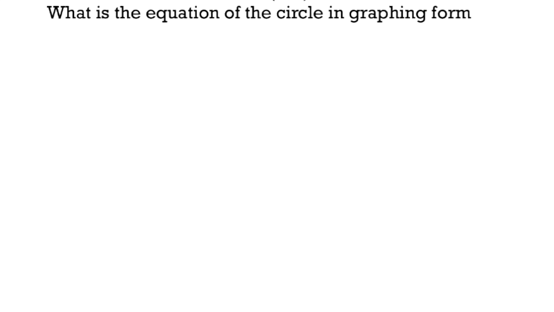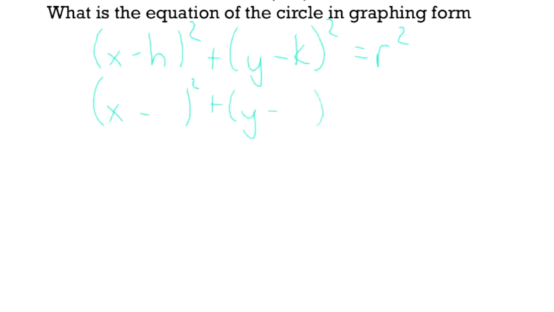It says the center of a circle is at 3, 5, and its radius is 8. What is the equation of the circle in graphing form? So let's write our equation again. x minus h squared plus y minus k squared equals r squared. So now underneath it, we'll do our blank one. And then I'm going to give you a minute to see if you can fill in your numbers. So we have 3 missing blanks here.